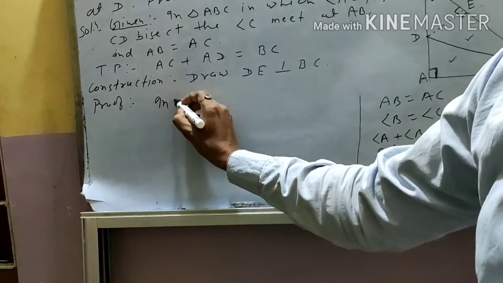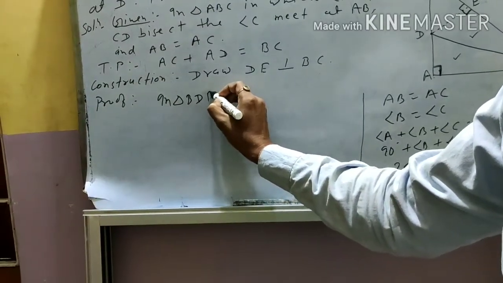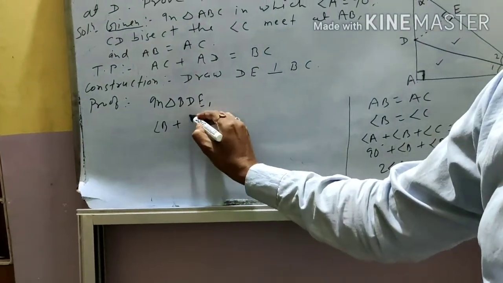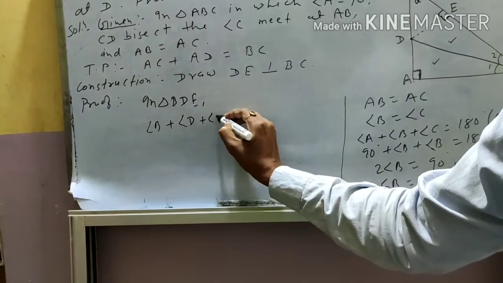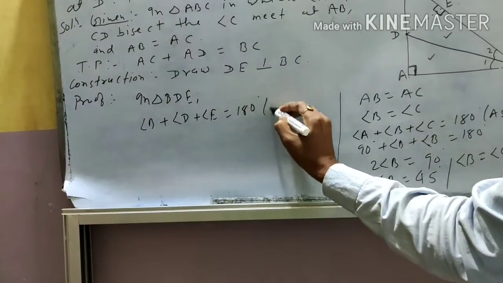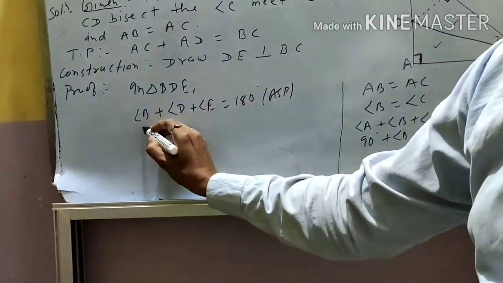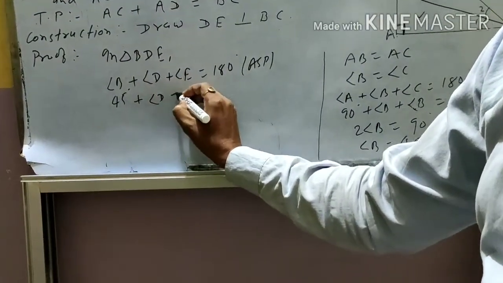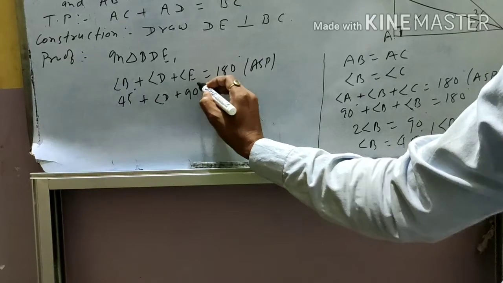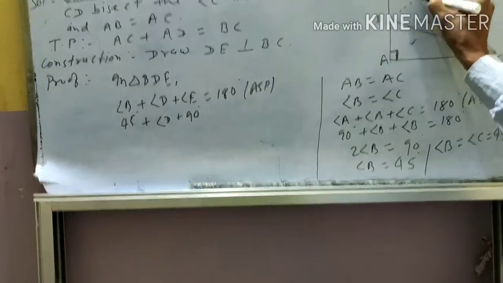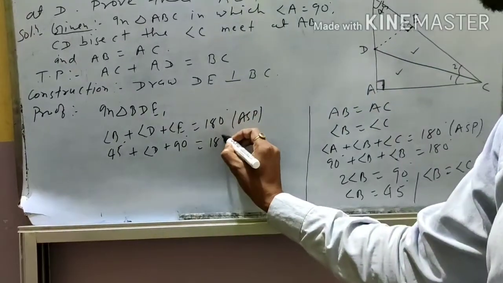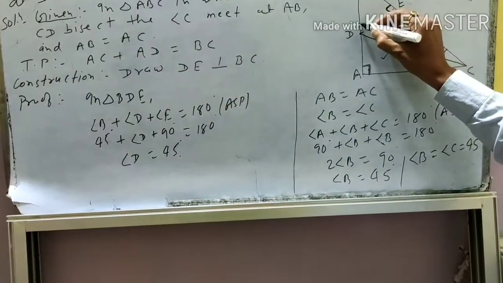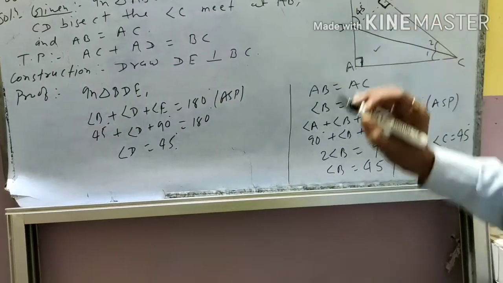Here, in triangle BDE, angle B plus angle D plus angle E is equal to 180 degrees, again by the angle sum property. Here angle B is 45 degrees, already calculated. Angle B is 45 degrees plus angle D plus angle E is 90 degrees, because this angle is 90 degrees by construction, perpendicular is given here. So here angle D is equal to 45 degrees.